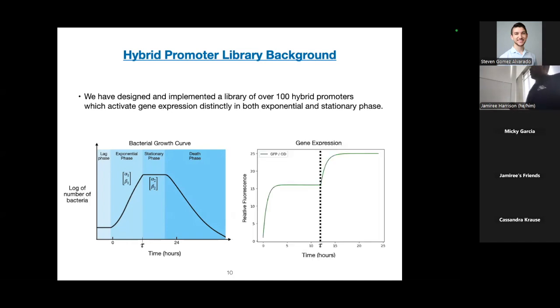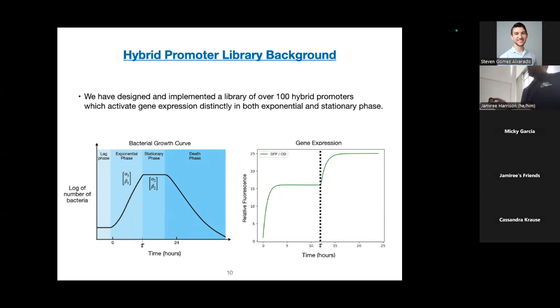What you're seeing right here is relative fluorescence, and this green curve right here is GFP over OD. GFP is green fluorescent protein, because essentially we can program the cells to produce a protein that glows green. That way we can know exactly what kind of proteins the cells are producing in real time by just tracking how much of the fluorescence is taking place based on that gene.